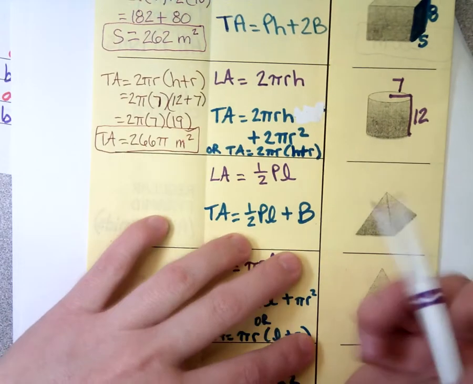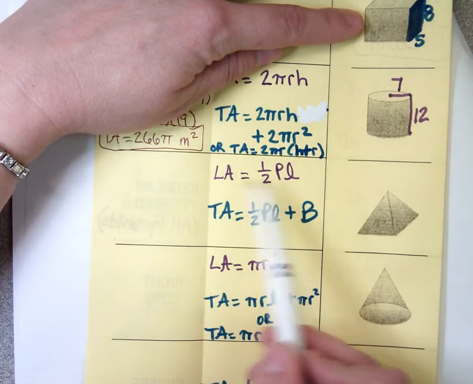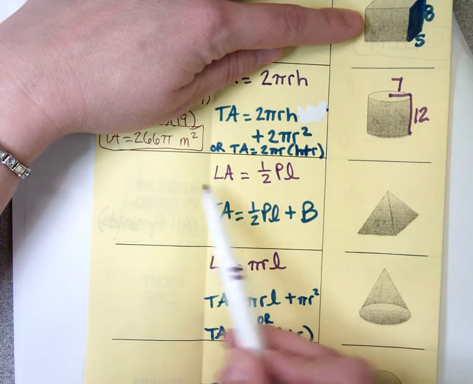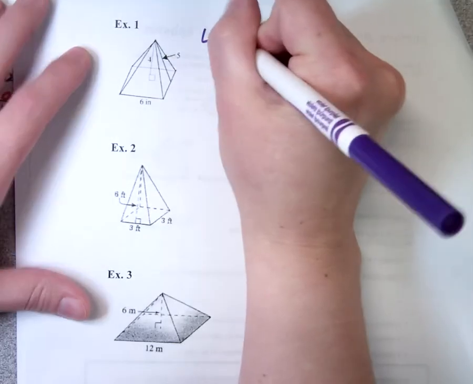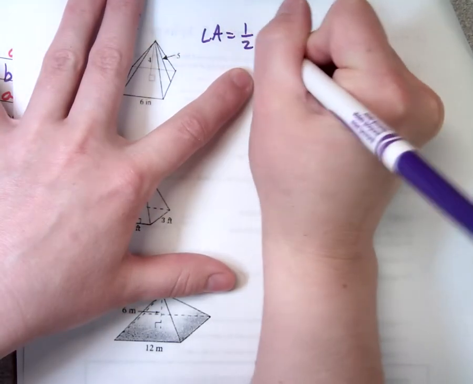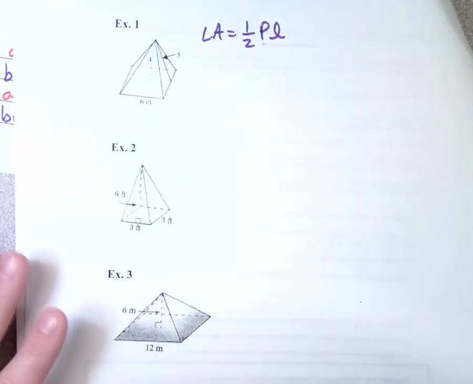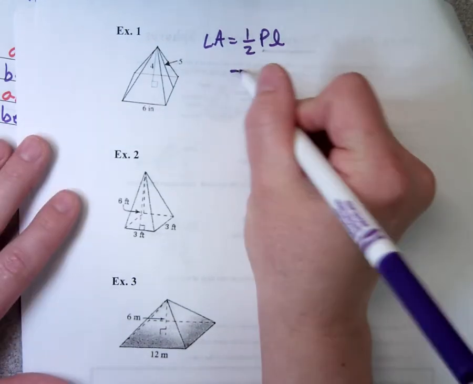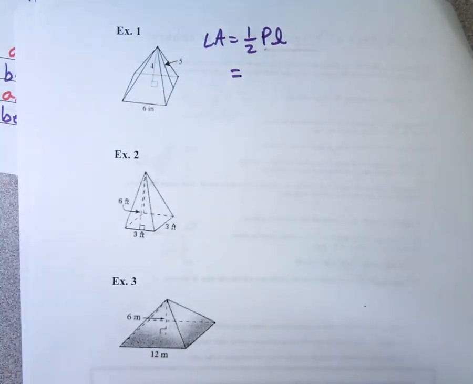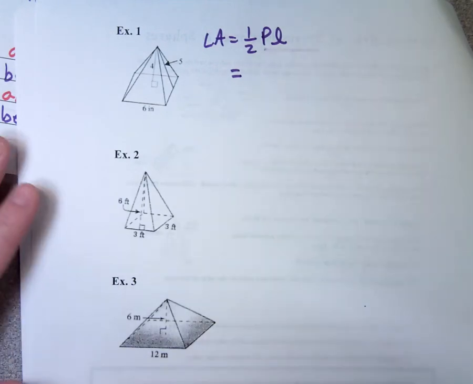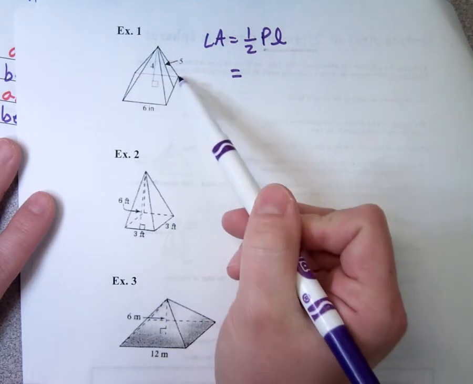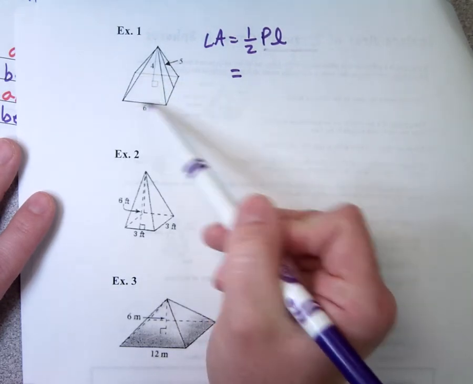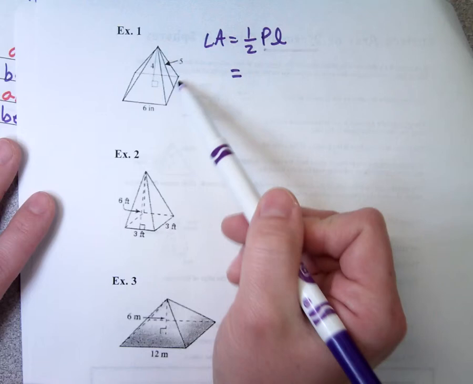Okay, so first I'm going to look. And my lateral area formula is 1/2 capital P and a cursive L. So lateral area, 1/2 capital P, cursive L. Okay, in all of these problems, if it's not marked somehow or it doesn't say otherwise in the directions, we're going to assume that these are regular polygons on the bottom, which means all the sides are the same and all the angles are the same.